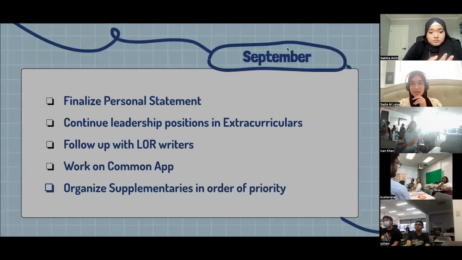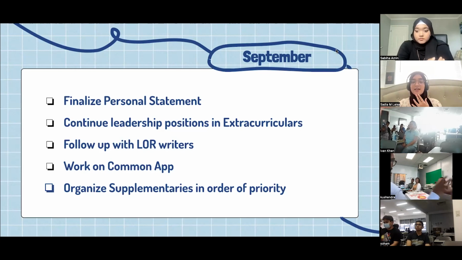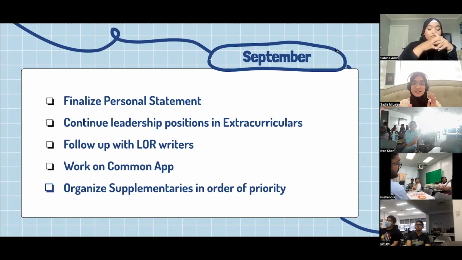And then senior fall, September: finalize your personal statement. You should continue leadership positions in your extracurricular activities. Definitely follow up with your letter of recommendation writers. If you have early deadlines, it's good to let them know earlier on, so that they're not rushing to finish your letter, because that can impact the quality. And then continue working on your Common App, fill out all the information that's needed, and start looking at the supplementals for each of your schools.